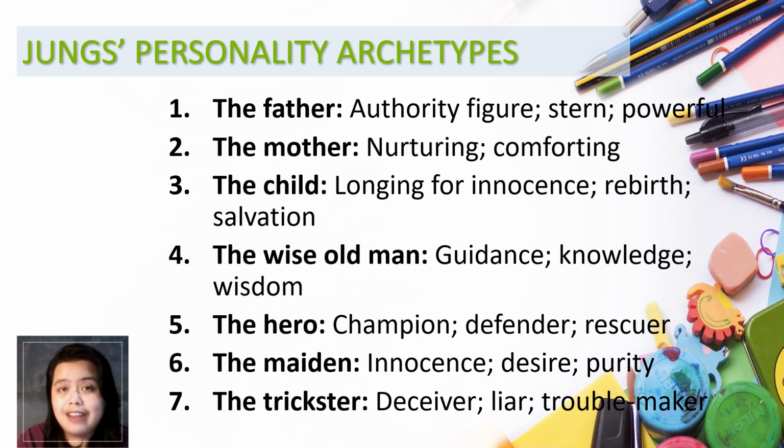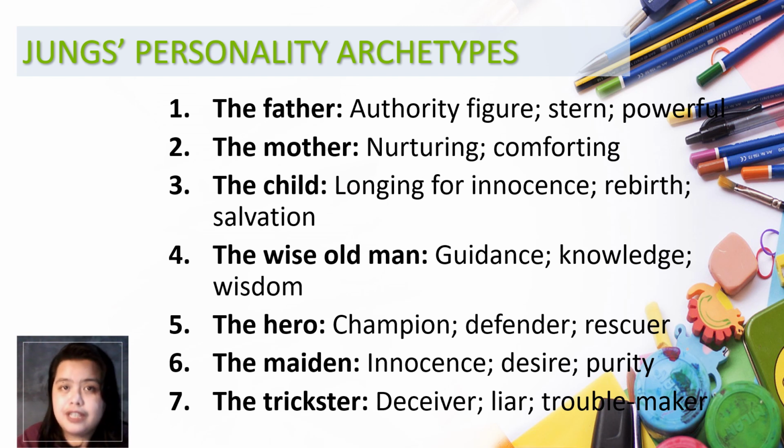Aside from the 5 major personality archetype, Carl Jung also identified 7 more personality archetype. Ano yung mga yon? We have the father, the mother, the child, the wise old man, the hero, the maiden, and the trickster. Ano-ano sila? Yung father, ito yung authoritative figure. Okay, ito yung powerful, according to them, figure.